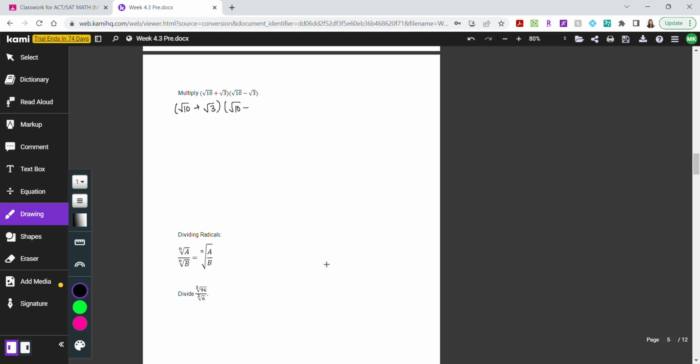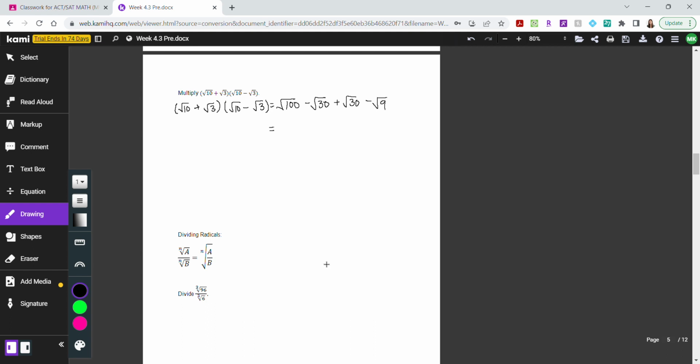All right. So from here, let's see, square root 10 times square root 10, square root 100. Square root 10 times negative square root 3 is going to give us negative square root 30. Square root 3 times square root 10 is positive square root 30. Square root 3 times negative square root 3 is going to give us negative square root 9.